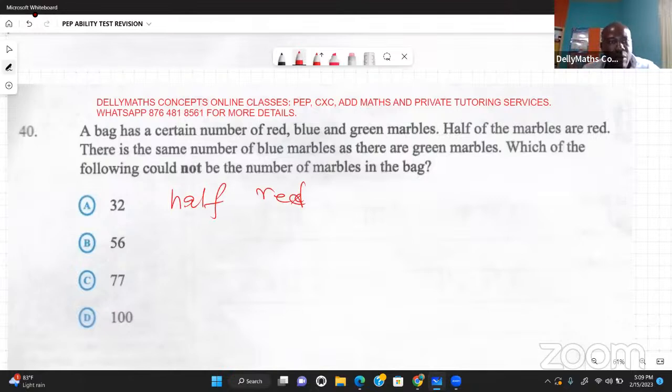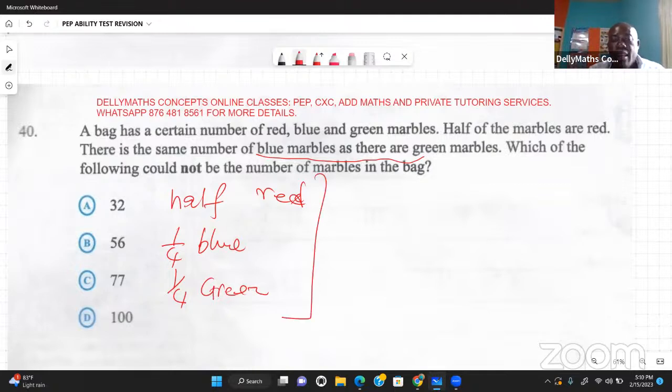And now, moving on to give you more clues. There is the same number of blue as green. So blue and green are the same, right? Remember, if half of it is red, that means a quarter is blue and the next quarter is green, because they said they are the same, right? So in other words, if you divide this into 4, red will get 2 and the others will get 1 and 1.